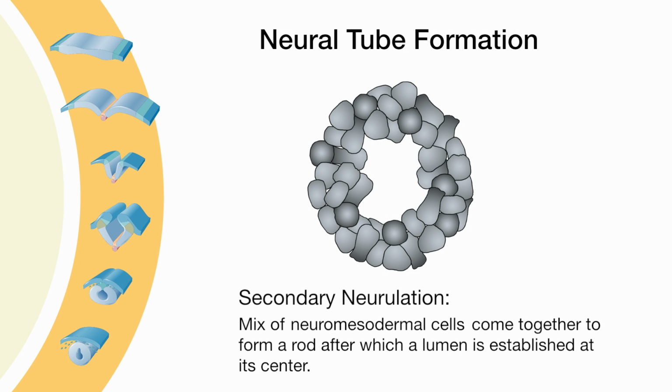Perhaps you thought of simply establishing the cavity in the middle of these cells. If you did, then you would be describing the process of secondary neurulation, which occurs in the posterior of some organisms when a mix of neuromesodermal cells, mesenchyme, come together to form a rod, after which a lumen is established at its center. However, what if this pile of cells first flattens into more of a sheet of cells or a plate? Then how would such a tube form?